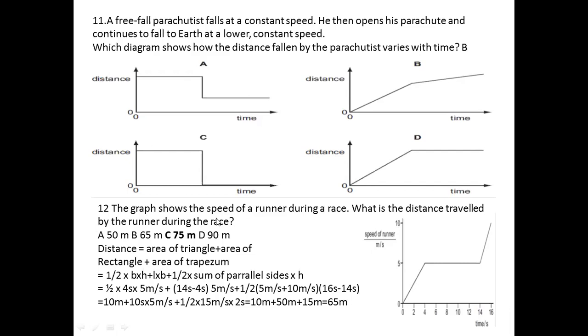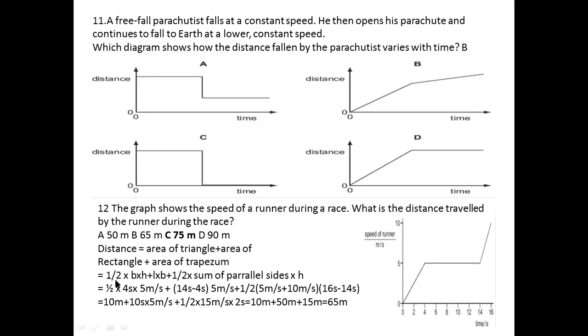Question number 12. The graph shows the speed of a runner during a race. What is the distance traveled by the runner during the race? So over here, what we have? We have a triangle, from 0 second to 4 second, and then we have a rectangle from 4 second to 14 second, and then from 14 to 16 seconds we have a trapezium. So the total distance traveled will be equivalent to the sum of the area of the triangle, rectangle, and trapezium.